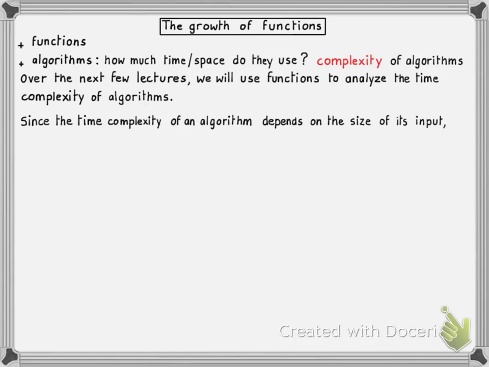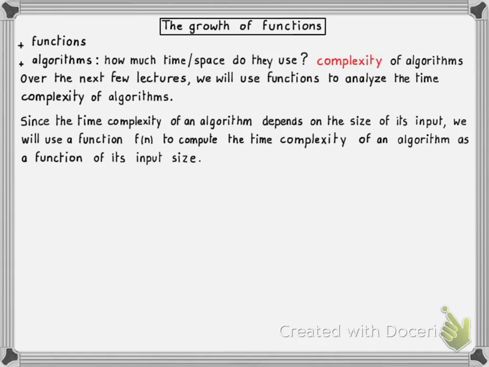So, since the time complexity of an algorithm depends on the size of its input, we are going to use a function f of n to represent the time complexity, the runtime if you wish, of the algorithm. And it's going to be a function of n, which is the size of the input. So this is how functions are connected to algorithms. f of n is a function that represents the time complexity of a given algorithm, where n is the size of the input to the algorithm.